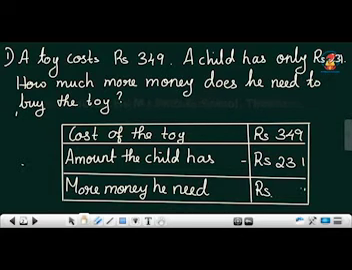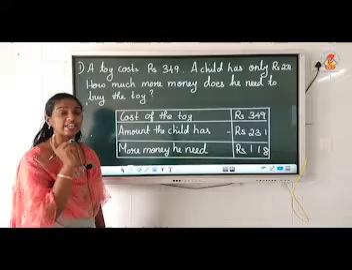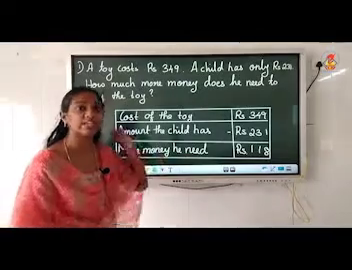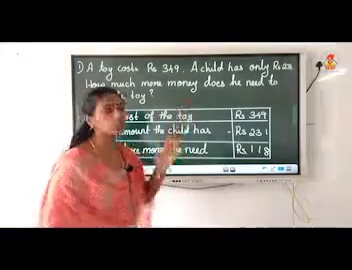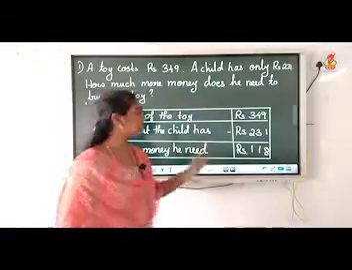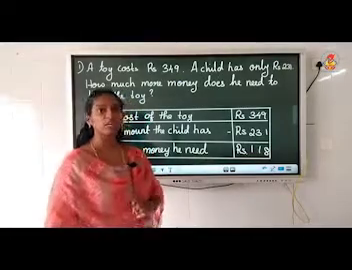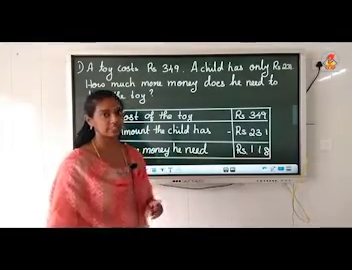9 minus 1? Yes, it is 8. 4 minus 3? Yes, it is 1. 3 minus 2? Again it is 1. So he has to get 118 rupees from his parents. Then only he can buy that toy. He is having 231 with him. He needs 118 rupees more to buy that toy.